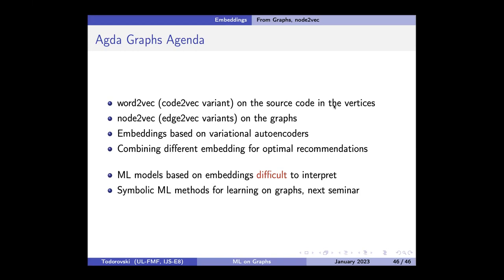As an introduction to the next seminar, which won't be on variational autoencoders, obviously, machine learning models based on embeddings are typically very hard to interpret, okay? Because you get a mapping, your training objects are obscured into tuples of real numbers. Next week, I'm going to show some symbolic machine learning methods for learning on graphs directly. They explicitly take into account the edges, and you have models which are interpretable and readable. The recommendation of such a readable model would say, I'm recommending this because this is connected to that, et cetera. Which is quite the opposite to what an embedding would say, like, this is because my random walker visited. It's very hard to interpret what really happened. And that's it. Okay, thank you.